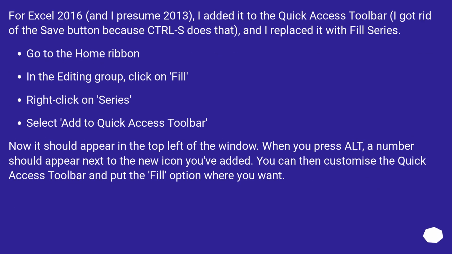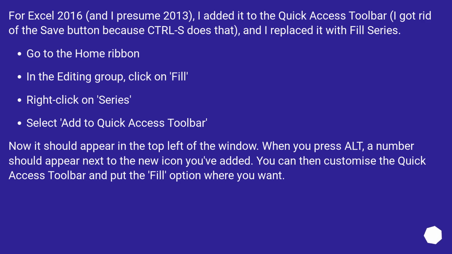For Excel 2016, and I presume 2013, I added it to the Quick Access toolbar. I got rid of the Save button because Ctrl S does that, and I replaced it with Fill Series. Go to the Home ribbon. In the Editing group, click on Fill.